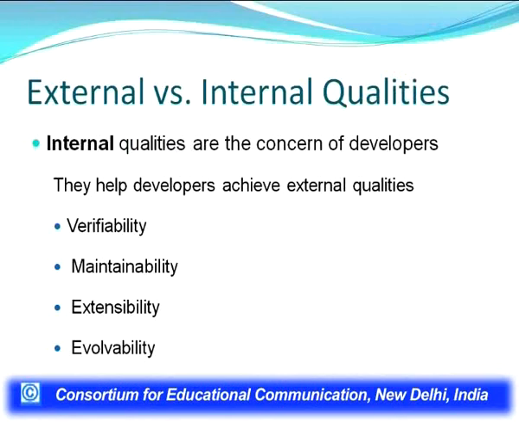Internal qualities are of concern to developers, and they help developers achieve the external qualities. From the external point of view, we see the parameters we have just discussed. To achieve those goals, internally we have to look at verifiability. In software development, maintainability is another important factor: up to what extent we can maintain it, and how things can be done easily.